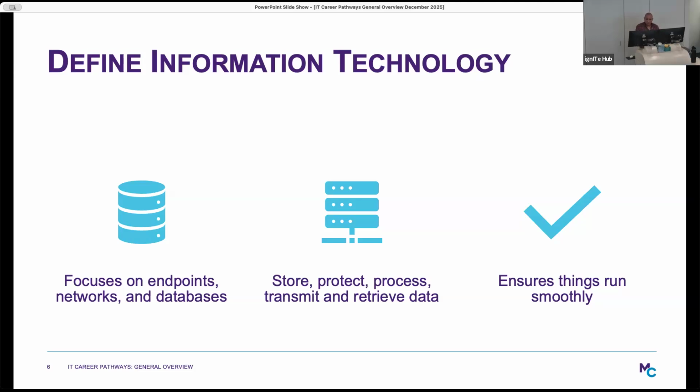Obviously, there's a big overlap between those two. They're very related, but they're two different fields. So what is information technology? Basically, information technology, and this, again, is very high level. It sounds like there's not much to it, but there's a ton, honestly, behind every single one of these statements. So first of all, focuses on endpoints, and I'm going to define what an endpoint is: networks and databases, okay? So store, protect, process, transmit, and retrieve data, okay? And ensure things run smoothly, okay? Sounds simple.